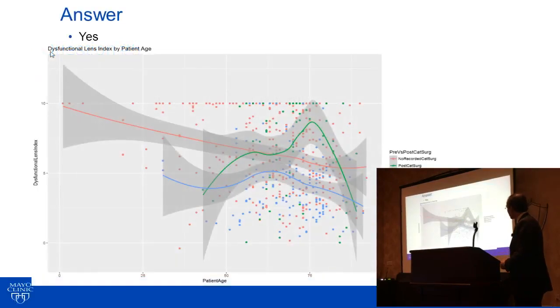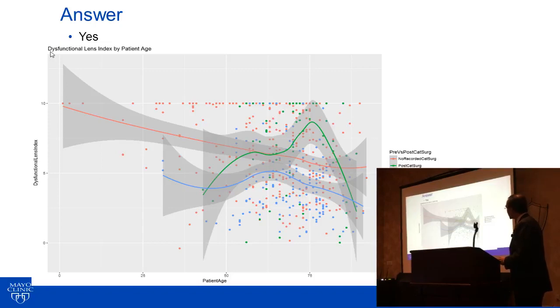So let me show you what we have. This is patient age at the bottom. This is the reported dysfunctional lens index from the iTrace. We have subset our patients into 3 groups. Let's start with the red. The red group is patients we did the iTrace on, but they never ended up having cataract surgery. So this is the mean dysfunctional lens index and a 95% confidence interval for the mean.